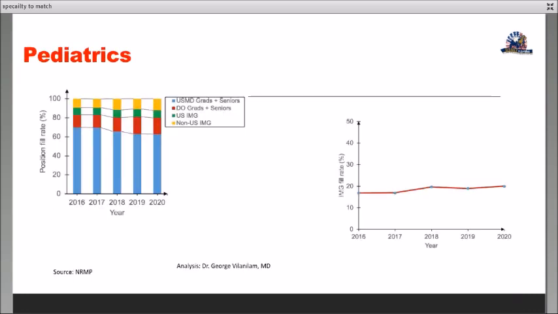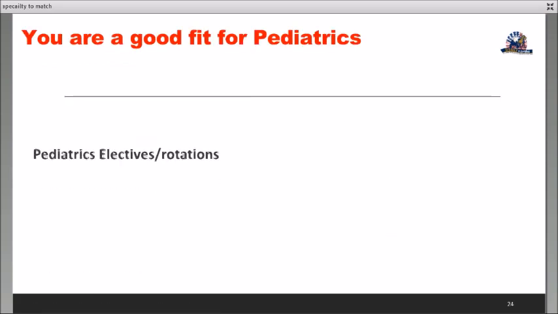Let's look at pediatrics and see what the trends are and what's happening in this field. So again, looking at these two charts on the NRMP data from the past 5 years, you can see there is a slight increase in both non-US IMG and IMG fill rate. So about overall 16% to 19%. So right here you can see from 16 it has gone to 19%, and both the non-US and US IMG match rates have increased. So that's a good sign. Of course, if you look at NRMP data, there is a slight increase overall over 5 years, and which is expected.